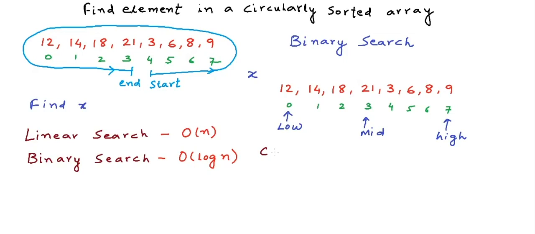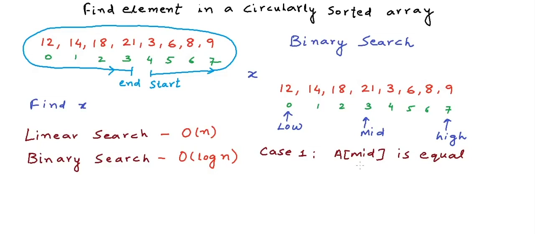Now the first case would be that the element at mid index, a mid, is equal to x. As we do in a normal binary search, we will compare the middle element with the number that we are looking for, x.